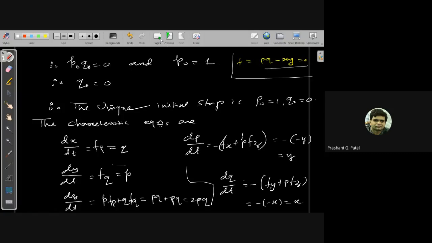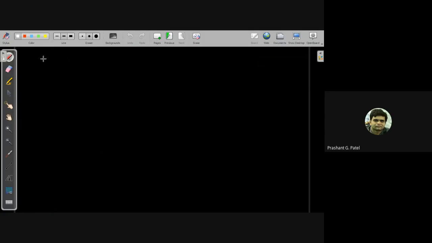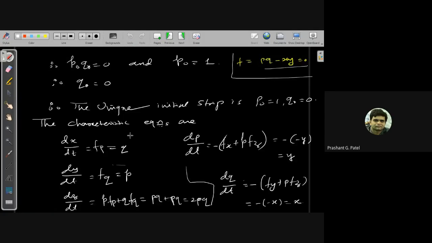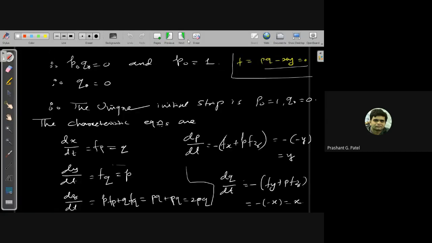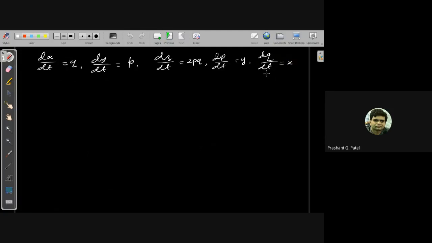So let me write down once more. We'll have dx/dt, according to that it is q. dy/dt is p. dz/dt is 2pq. And dp/dt is y. And dq/dt will be x. That is the set of equations we got from here. Now we have to solve these five equations.